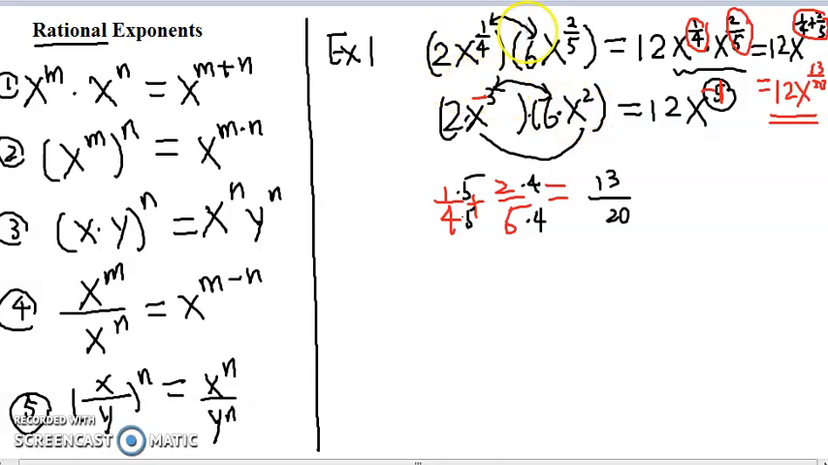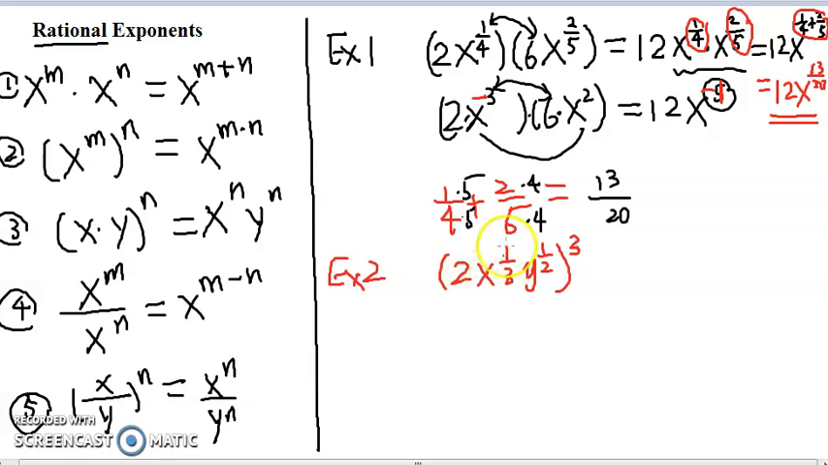So you can see we're doing exactly the same steps we did before. The only thing new is that when we add exponents, we will be adding fractions. And we have to equalize the denominators, find the LCD, and do all that. Now let's look at the second example.